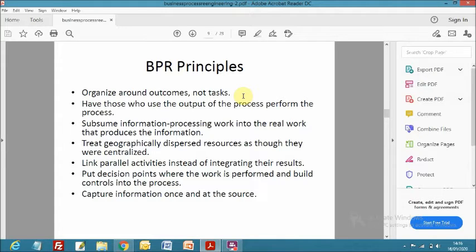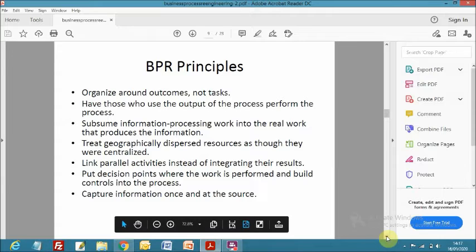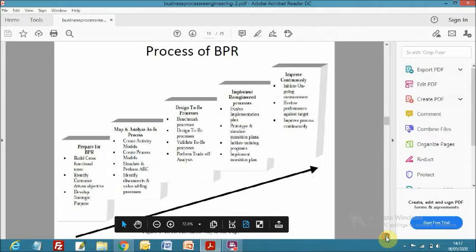Put decision points where the work is performed, and build controls into the process. Capture information once and at the source. The information capturing should be at the source, because if information flows further and you are not capturing it at the source, then it may be distorted, right? These are the business process reengineering principles.